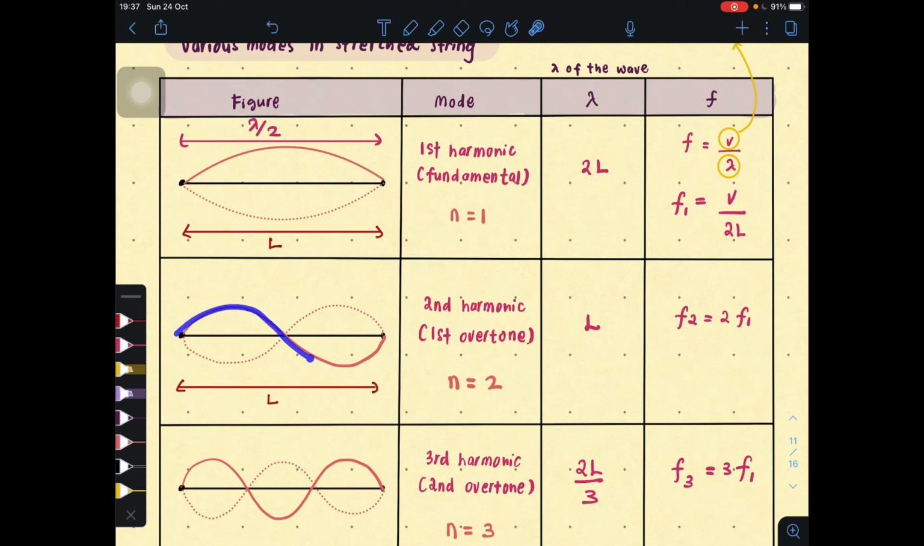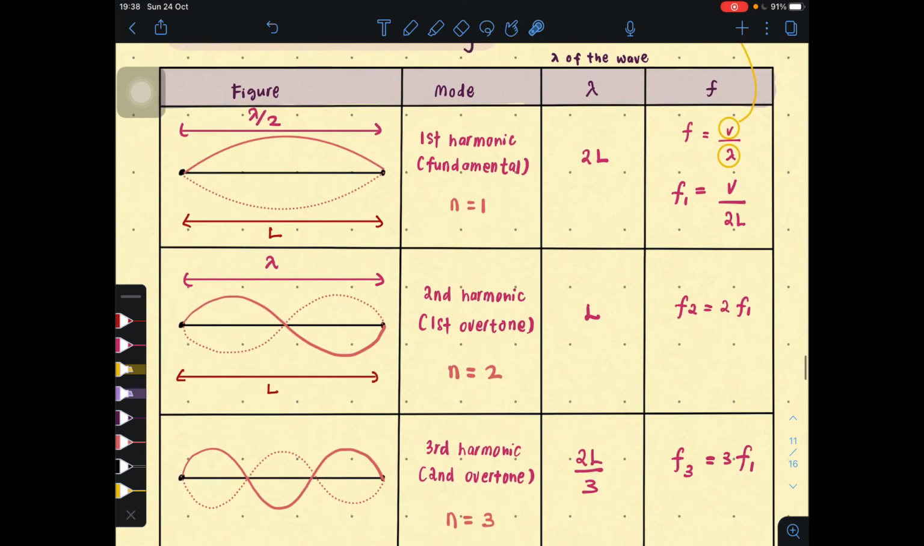And we know one complete cycle is equal to lambda. So from here to here is the value for the lambda. Okay, because it has two loops. Different from the previous one, which has only one. That's why it was lambda over 2. And F2, the frequency for the second harmonic, is 2 times the frequency of the first harmonic.